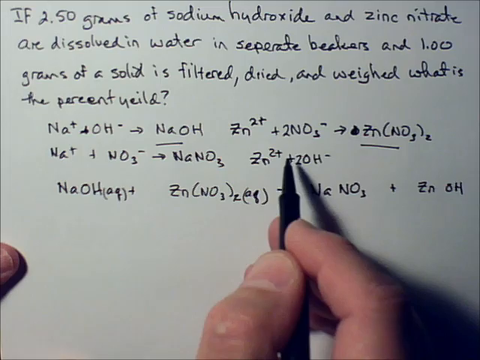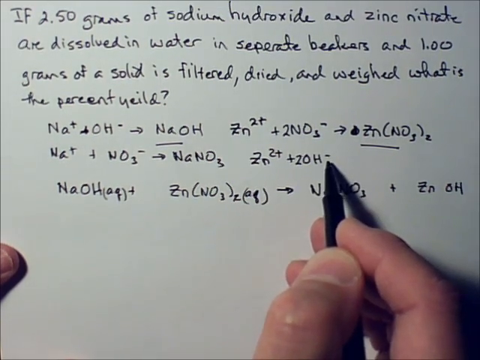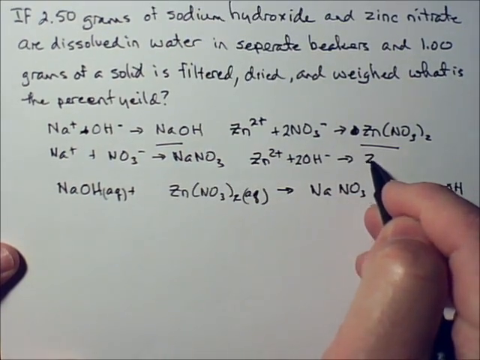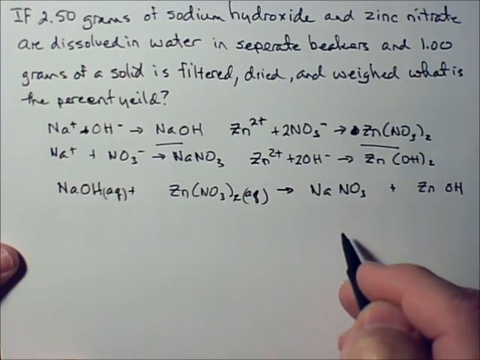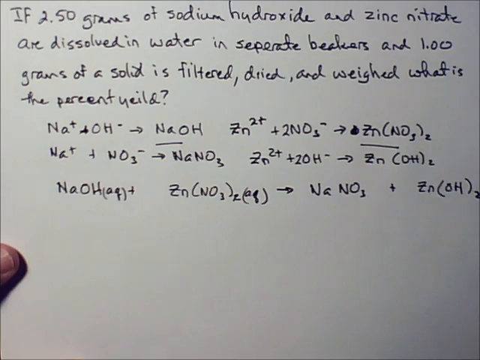In order to have a neutral compound, we've got a 2 plus charge and a 1 negative charge. We need 2 of these negative charges to balance out the 2 plus charge. So zinc and the OH, then it goes in parentheses with a 2 after to show we have 2 hydroxides. So down here, that's what I'm going to do with that.